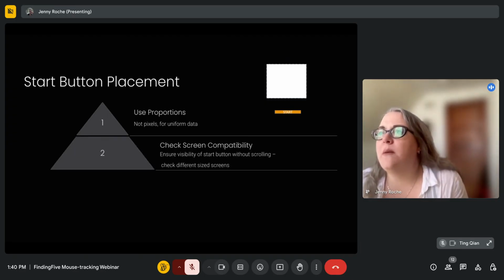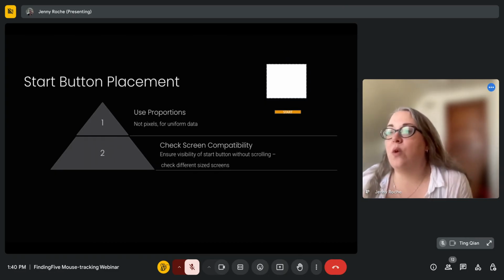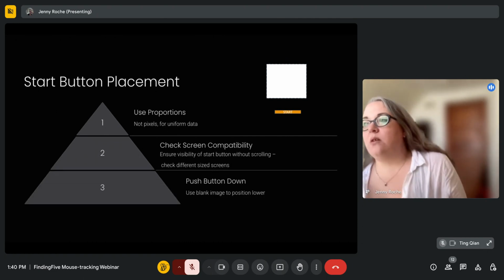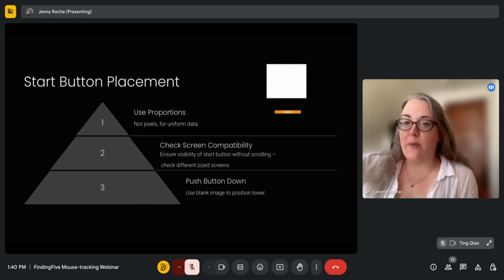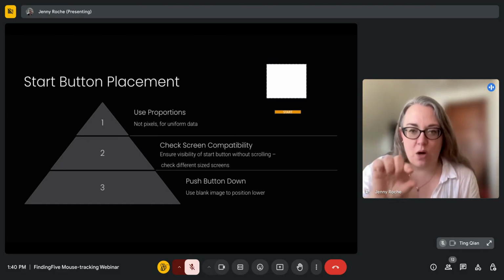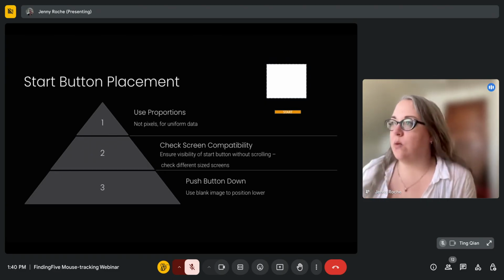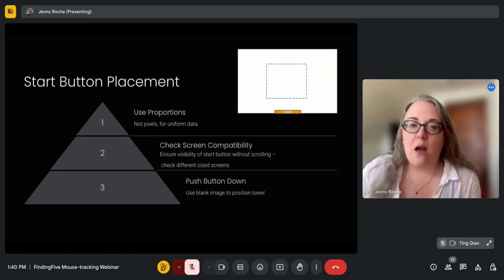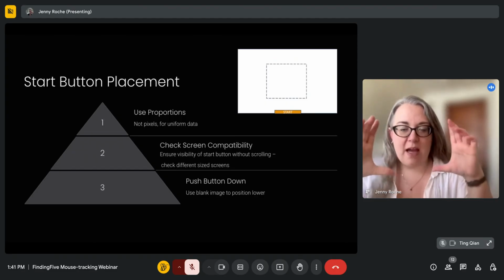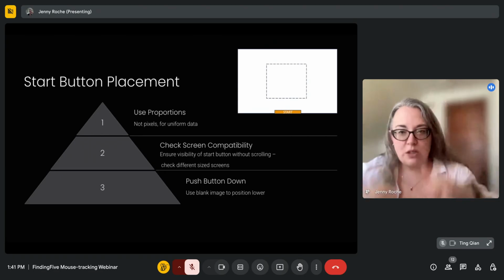Also check for screen compatibility. Ensure visibility of the start button without scrolling, especially with different screen sizes. We want to push the start button down, but there's no way right now to set where that start button goes. So the workaround, and you see it here, is we create a blank picture and make it just big enough to push the start button all the way down where we want it to be.